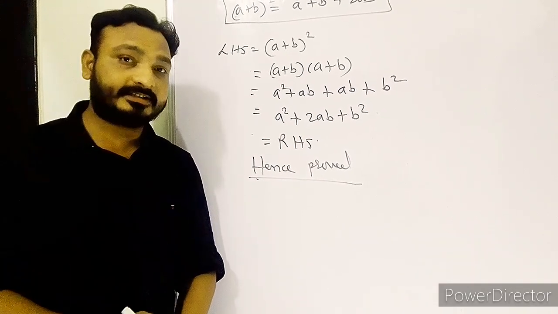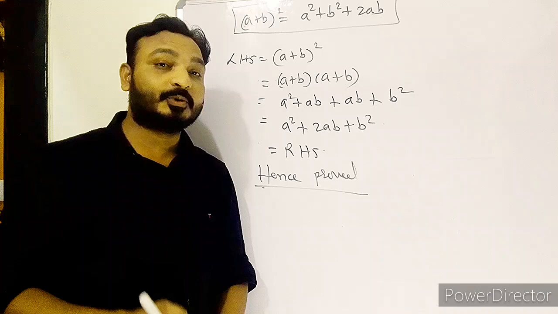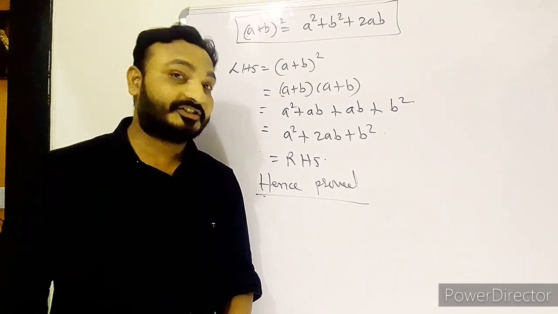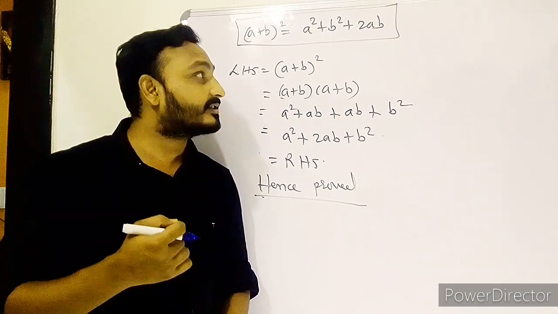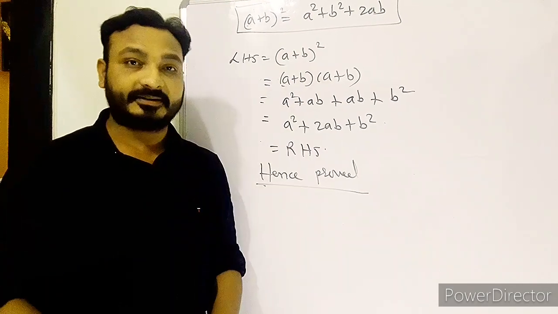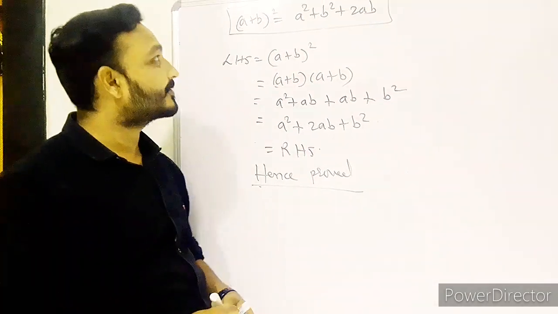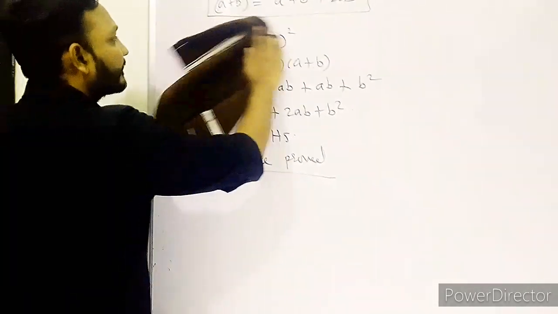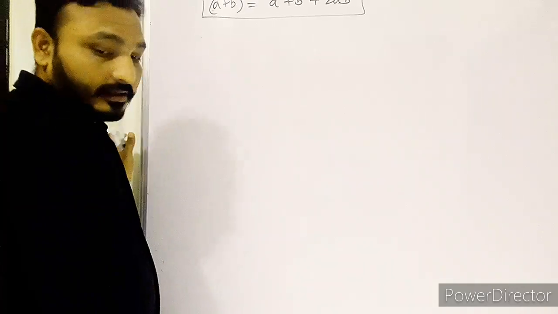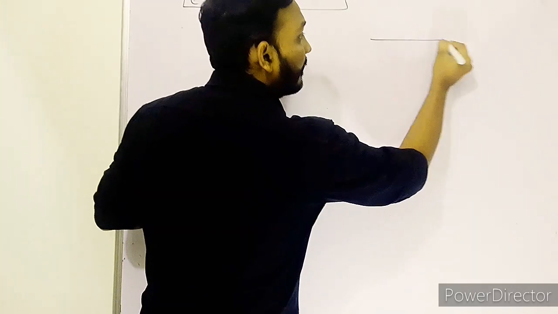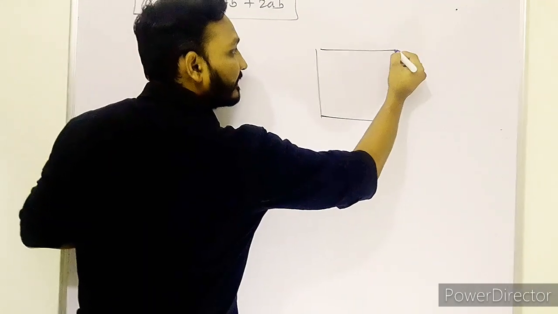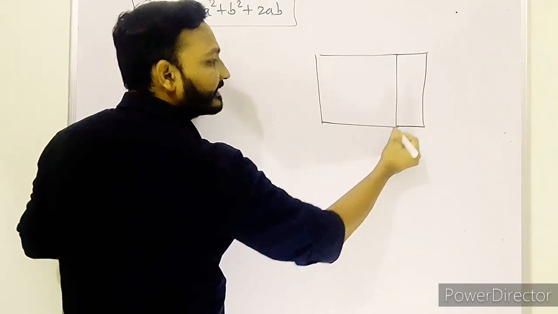But we are studying today how to prove the same identity using geometrical construction, or how to prove this identity geometrically. Okay, so be ready. I am going to prove the same identity geometrically. First of all, you draw a square like this, then attach a rectangle with it.